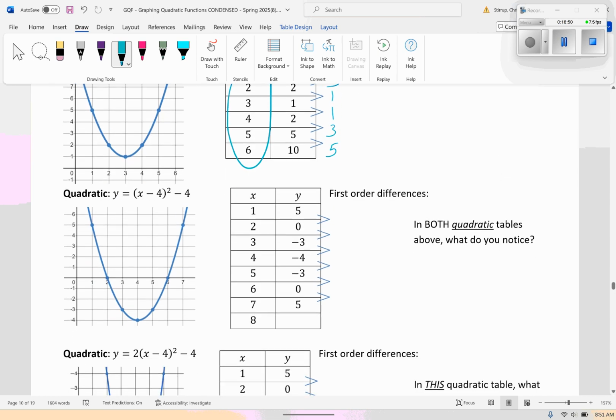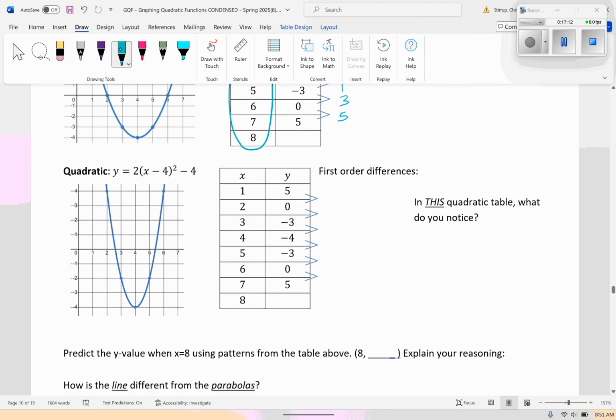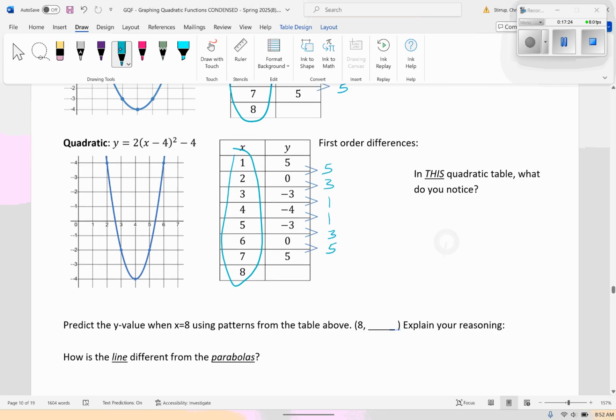What about here? That's a difference of 5. That's a difference of 3. That's a difference of 1. That's a difference of 1. That's a difference of 3. That's a difference of 5. So again, notice the quadratics don't grow the same. These kind of grow at a different rate. So as we continue, there's a difference of 5, difference of 3, difference of 1, difference of 1, difference of 3, difference of 5. Okay, so that's how far those are.